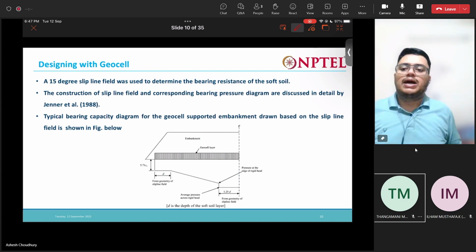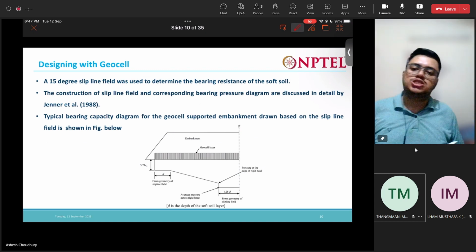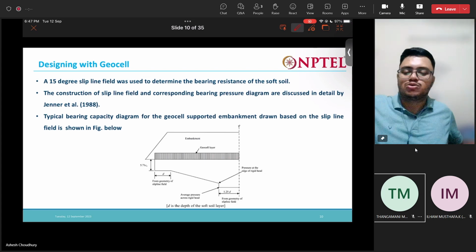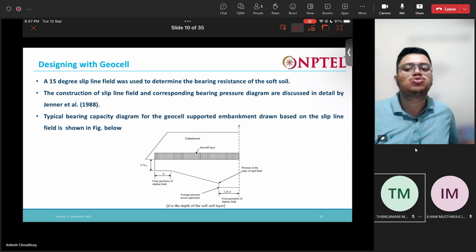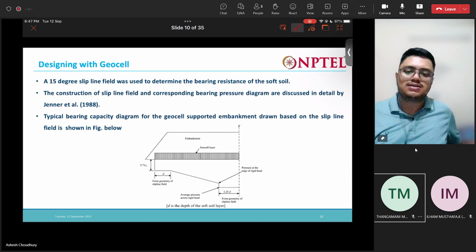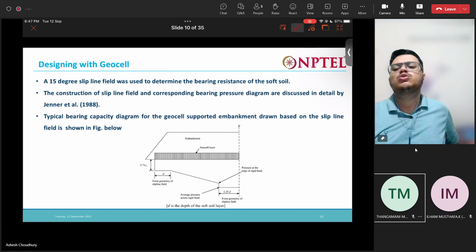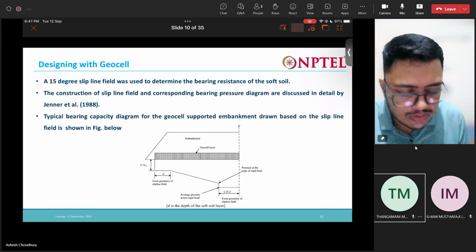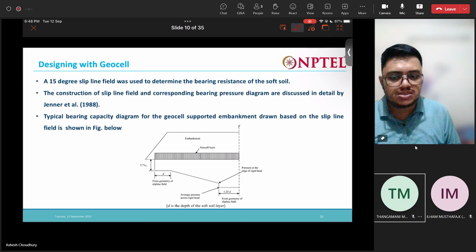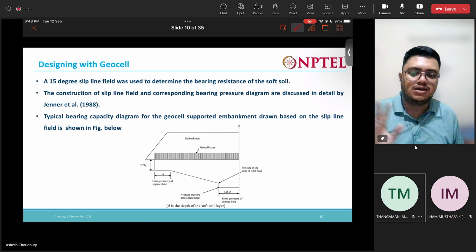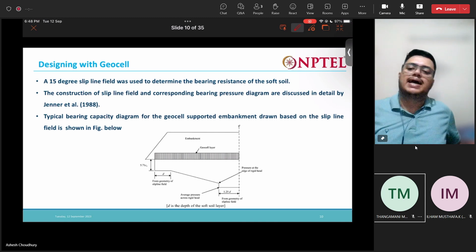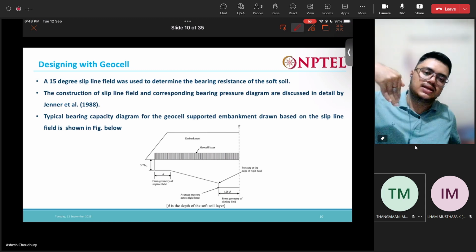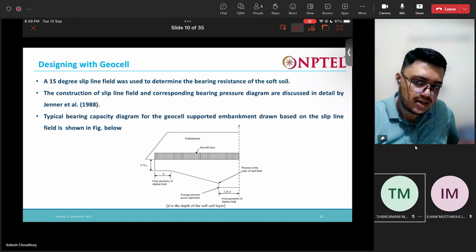Now, a 15-degree slip line field was used to determine the bearing capacity. If you go into details of the slip line method, you will see. Now it won't be clear to you because you don't know what the slip line method is, the stress characteristics, how the slip lines come, how they are drawn. For now, just know that these are failure lines along which the soil will fail, and we are drawing the slip lines at 15-degree intervals. At every 15 degrees we are drawing it.